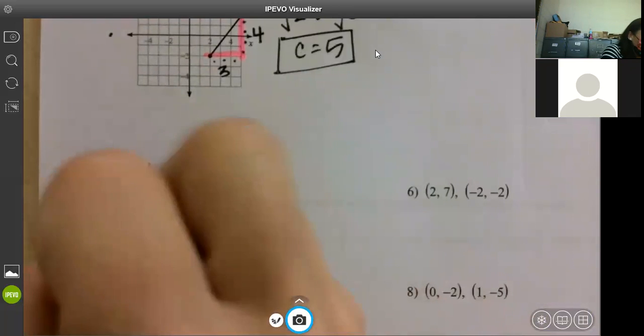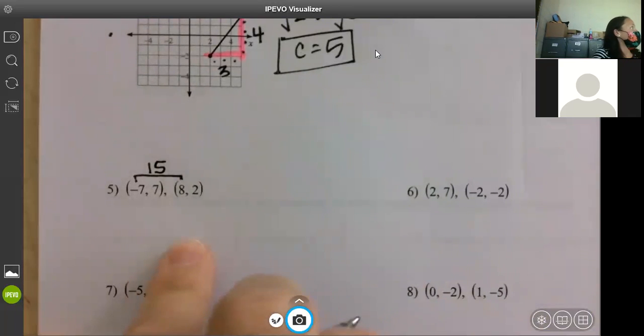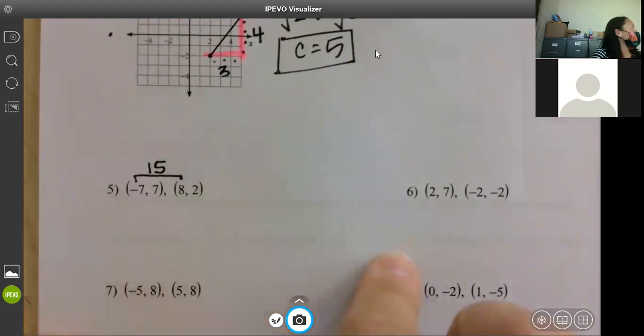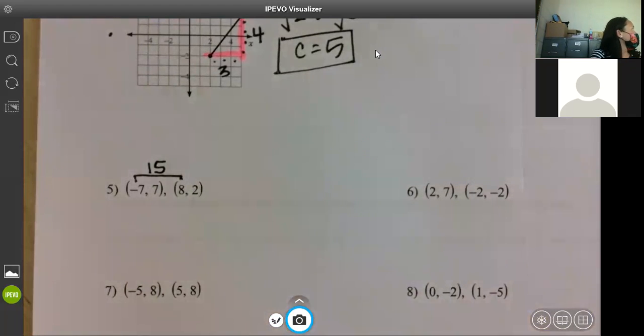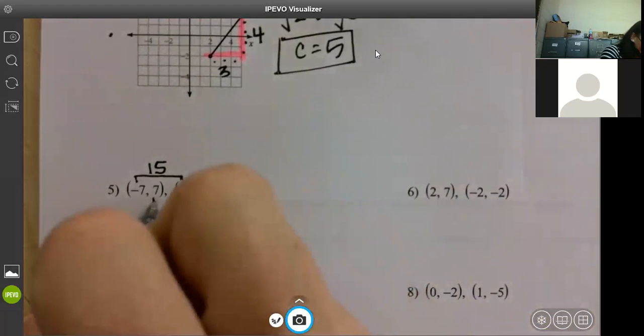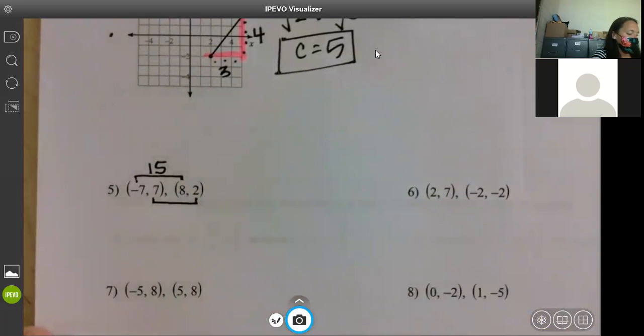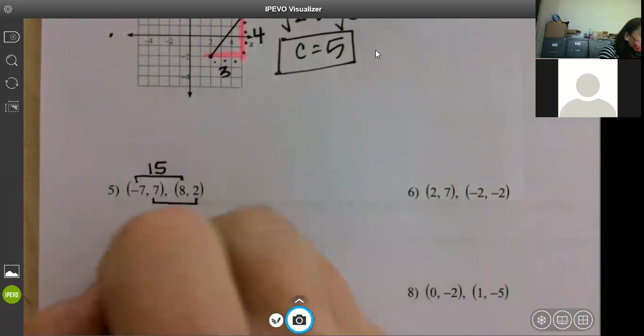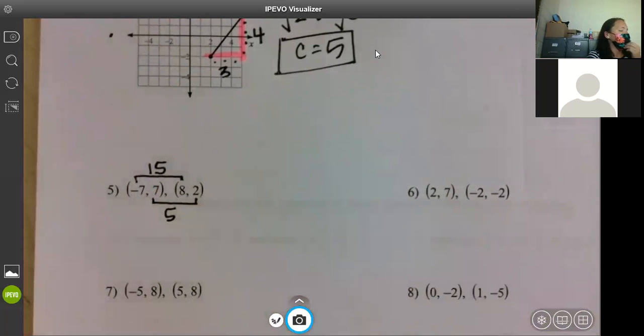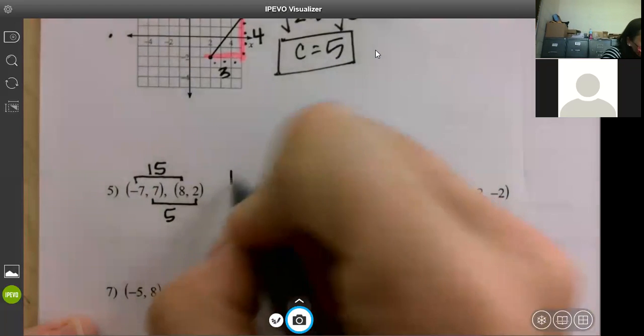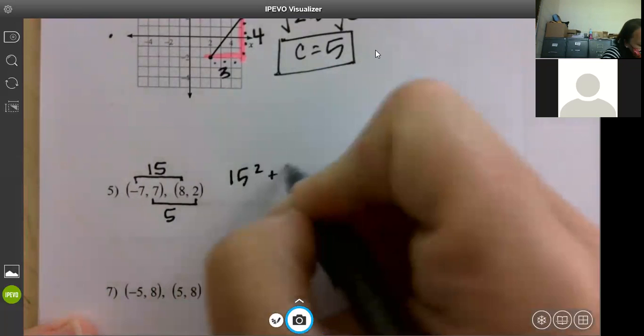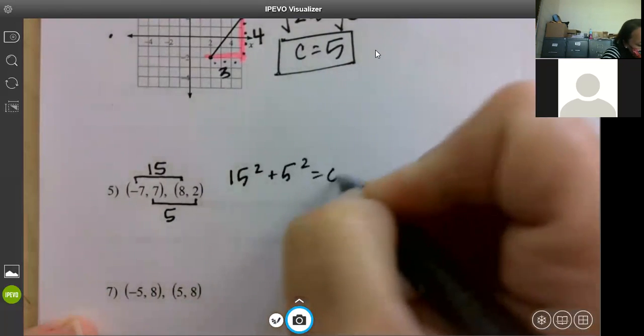It is 15. -7 to 0 is 7 units, and 0 to 8 is 8 units. We add that together and we get 15. Okay. How far is it from 7 to 2 on a number line? 5. And we don't want any negatives, all positives. Those are your two numbers for Pythagorean theorem. 15 squared plus 5 squared equals c squared.